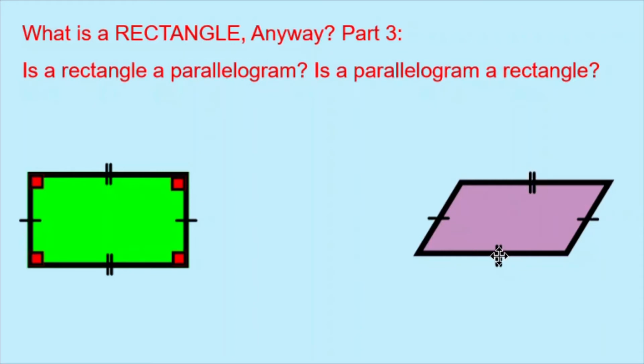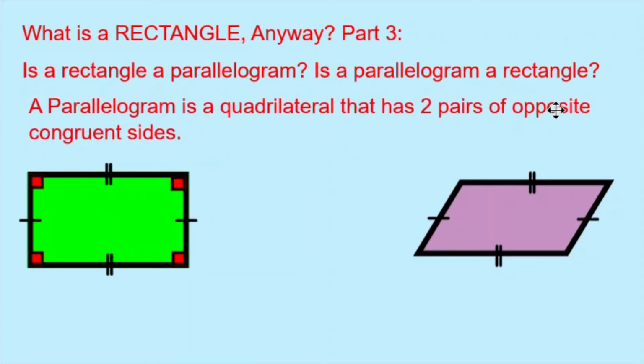And the little double lines show us that the two longer sides are also the same length. The same thing is happening in the green rectangle, but we also have these little squares in the corner that show us that all of the internal angles are 90 degrees. Now let's look at the definitions of the two shapes.